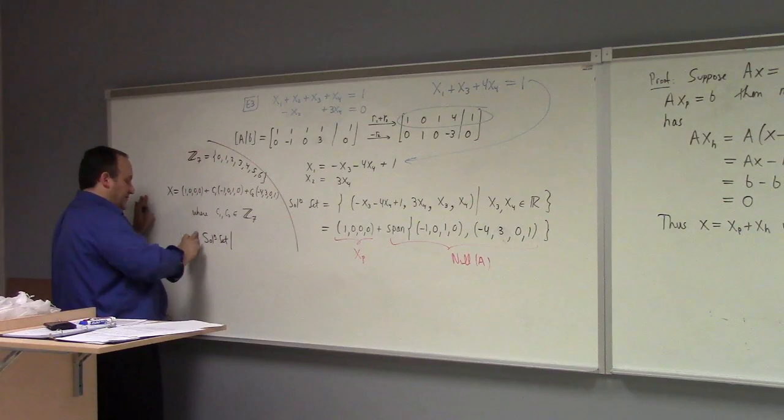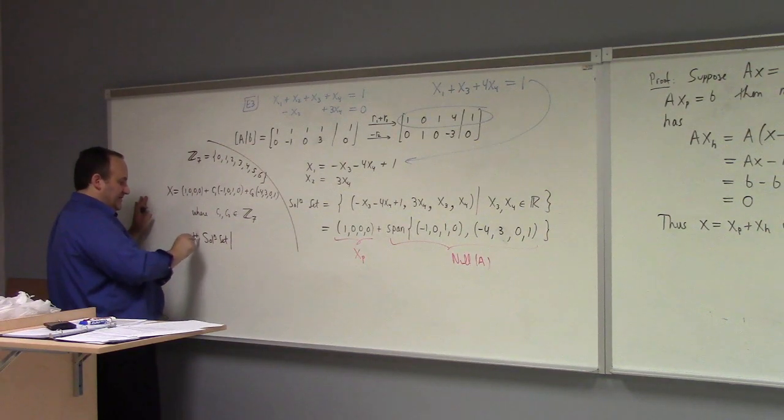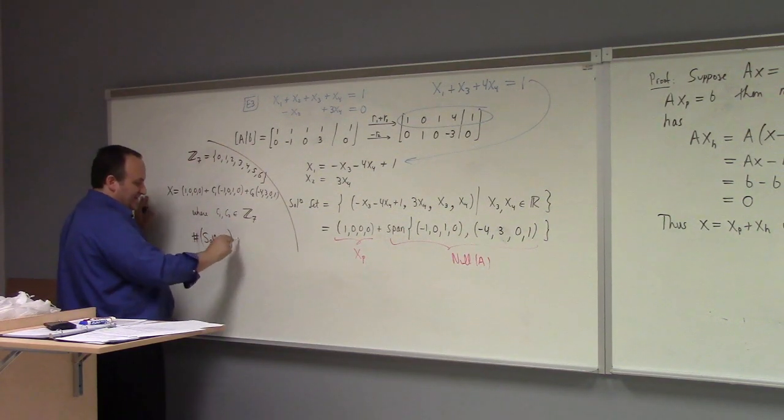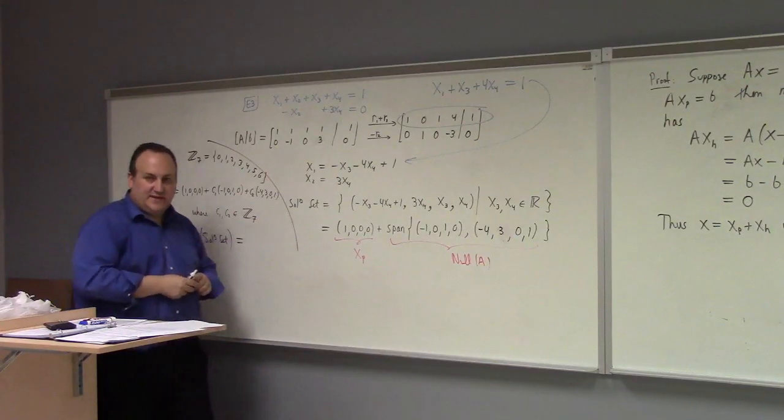Let me use some kind of clunky notation. What's the number of things in the solution set? Can you count them?